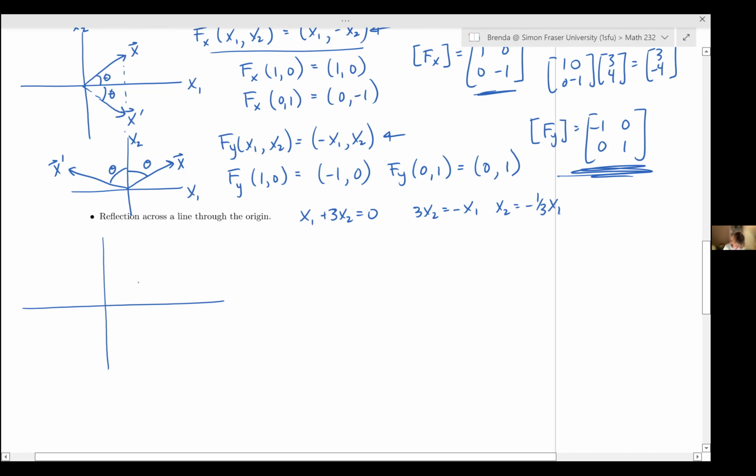Let's see, and when x1 is, say, minus 3, x2 will be 1. So this point is on the line, this point is on the line. That allows me to draw my line. Okay, there it is. That's a straight line. And I am now going to reflect across this line. Okay, so this is the line to reflect over.